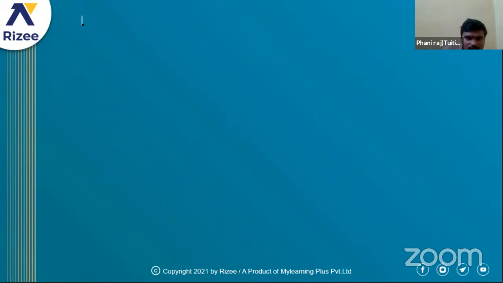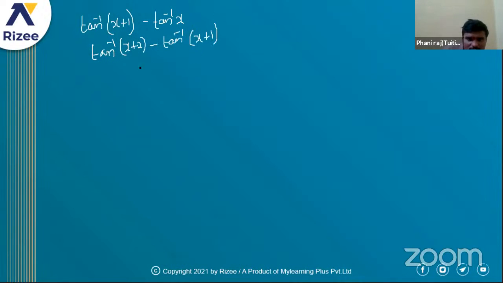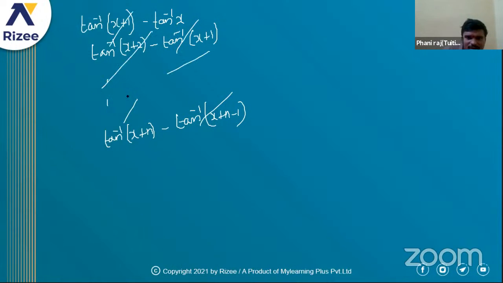Tan inverse of x plus 1 minus tan inverse of x, plus tan inverse of x plus 2 minus tan inverse of x plus 1. So on, so tan inverse of x plus n minus tan inverse of x plus n minus 1. Cancel this, and this also will get cancelled by something here. So fn of x equal to tan inverse of x plus n minus tan inverse of x.